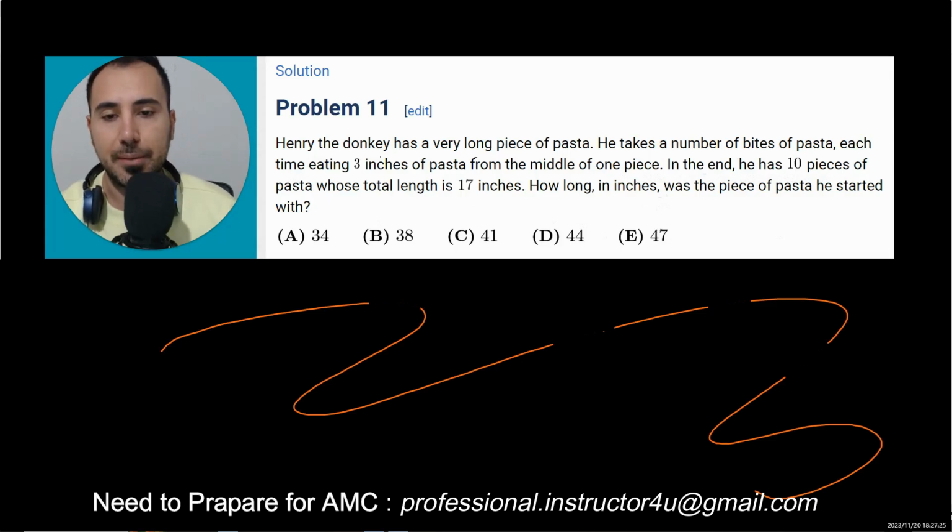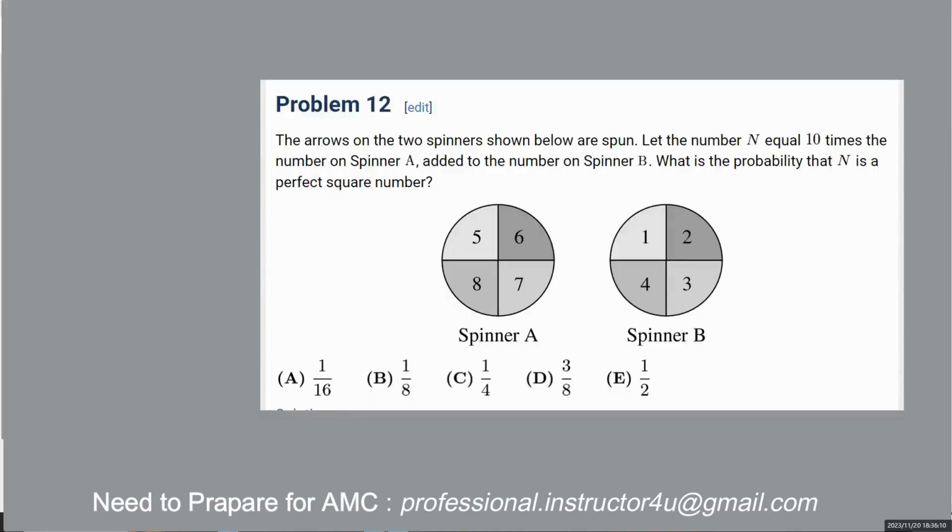If I go and eat in the middle of this one, how many pieces do I have? 1 more. So I started with 1. How many bites do we need to get there? We need 9 bites. That's all the question was about. So we have 9 bites, each time eating 3, and we have 17 left at the end. So the answer would be 44 inches, just like that. Once we do this problem, I'm going to change the question a little and make another variation of it, so make sure that you watch that variation as well.